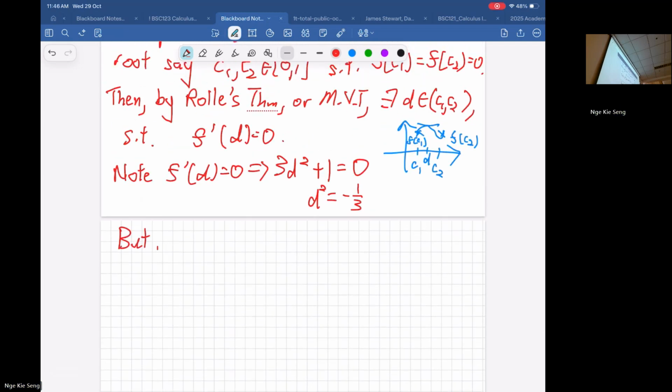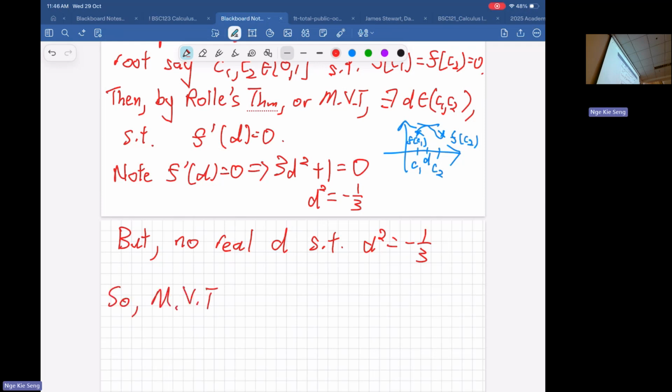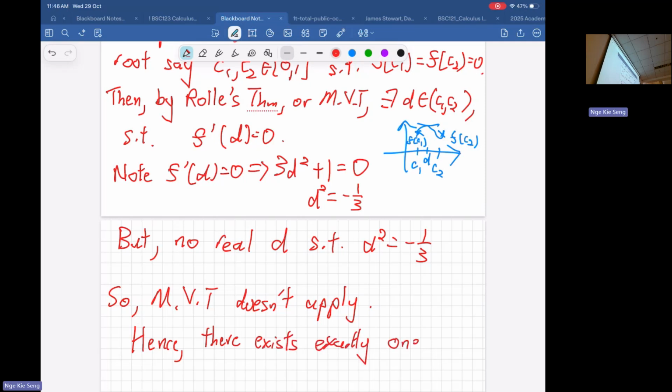But there is no real d such that d squared equals minus 1. So maybe you need to go into the imaginary world to find it, the complex world. Okay, so no real d such that this is true. So MVT doesn't apply. Hence, there exists exactly one such that f(c) equals 0.